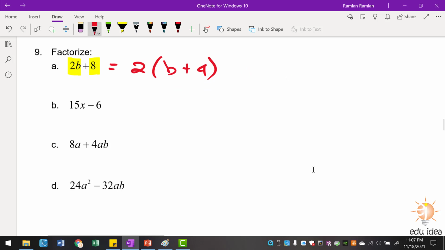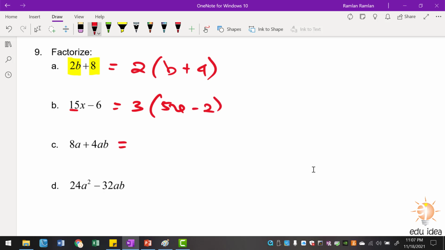Okay, next up we have 15x minus 6, and we see the numbers here. We have 15 and minus 6, so both of them are divisible by 3, right? So we put 3, right? And then we have 15 divided by 3 is just 5, and don't forget the x, and then minus 6 divided by 3 is minus 2, and we're done.